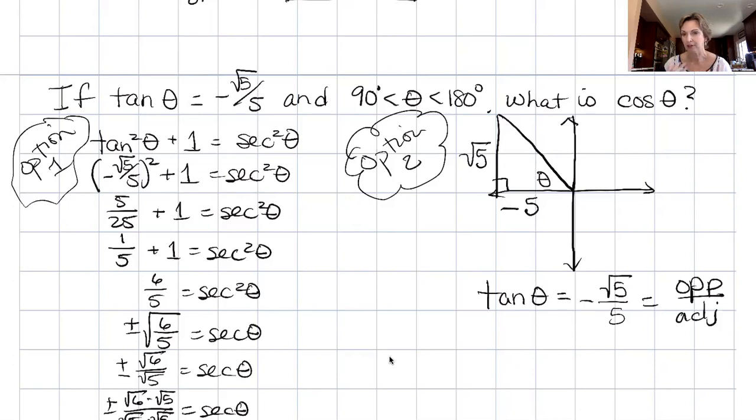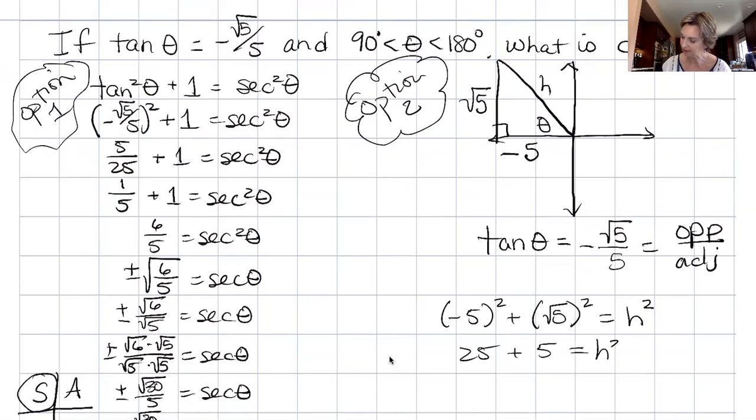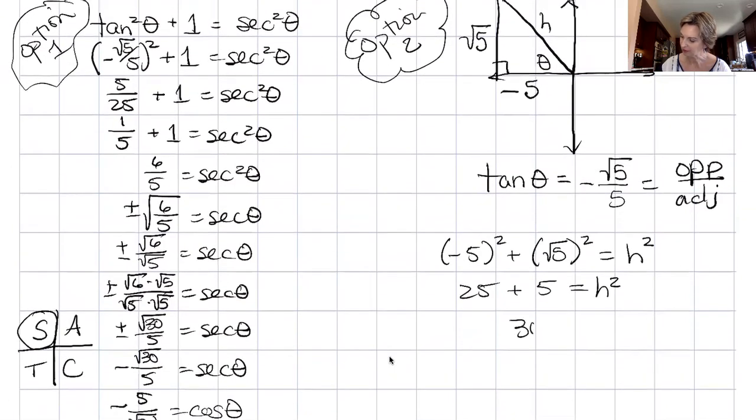They want me to solve for cosine. And the cosine is adjacent over hypotenuse. So in order to solve for cosine, I just need to find the hypotenuse of that triangle. It's a right triangle, so I can find the hypotenuse just by using the Pythagorean theorem. So I'm just going to do negative 5 squared plus the square root of 5 squared equals the hypotenuse squared. 25 plus 5. So 30. Taking the square root.